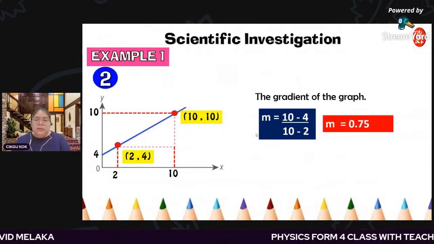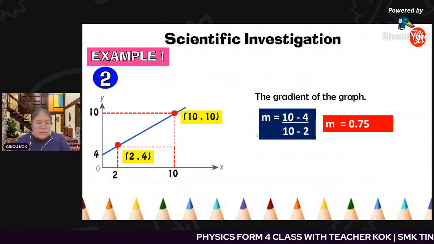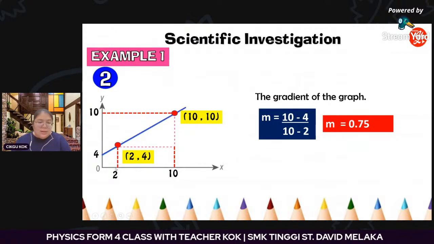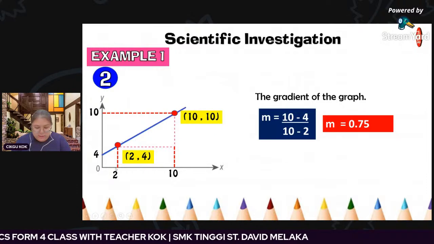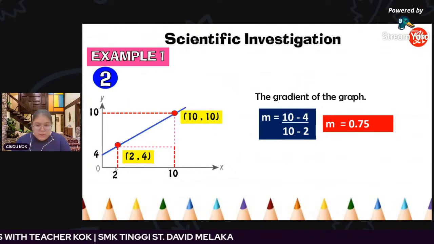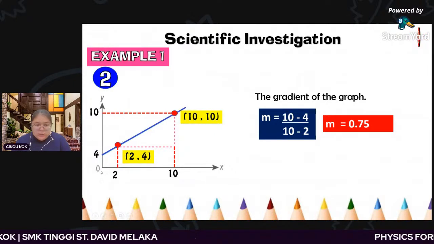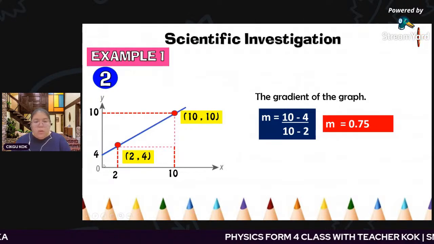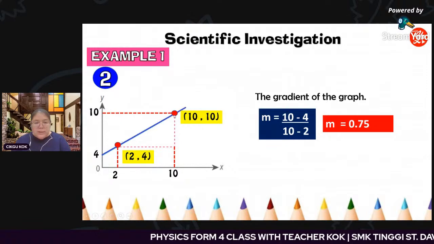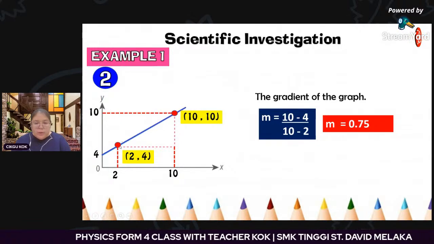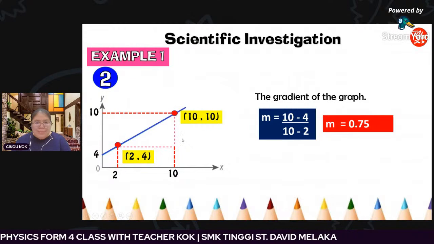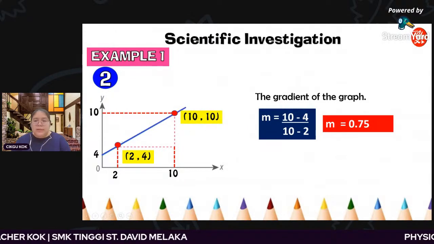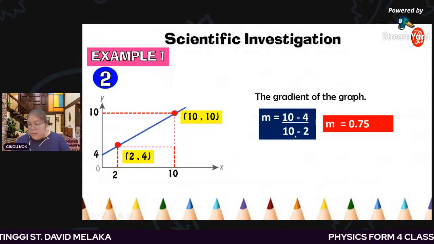So the final answer is, why is there a difference? Maybe you see a different line. Many answered 0.6. Why did you get 0.6? This line never passes through the 0. I just take this one point and this one point only. So it is 10 minus 4 over 10 minus 2, which means 6 over 8.